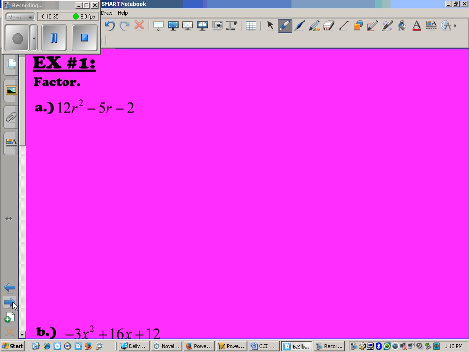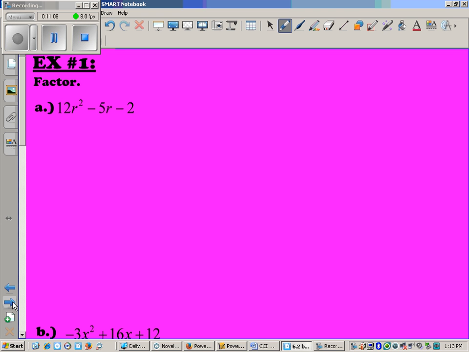Let's look at this problem. Here's example number 1. It asks us to factor, and it gives me 12r squared minus 5r minus 2. How does this problem look different than the last couple examples that we did? It's still in order, right? There's no GCF. From 12, 5, and 2, there's no GCF. And there's 3 terms, but how is this one different?